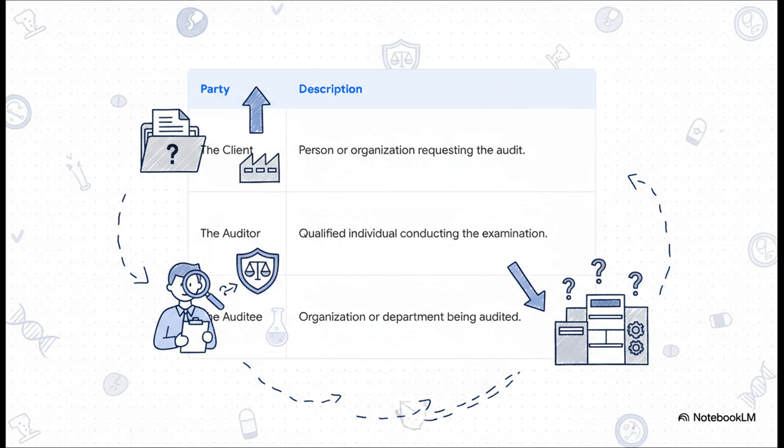Then you have the auditee. That's the organization or the department that's actually being examined. And finally, the star of the show, the auditor. This is the qualified person doing the audit, and the most important word to describe them is independent. They have to be neutral.